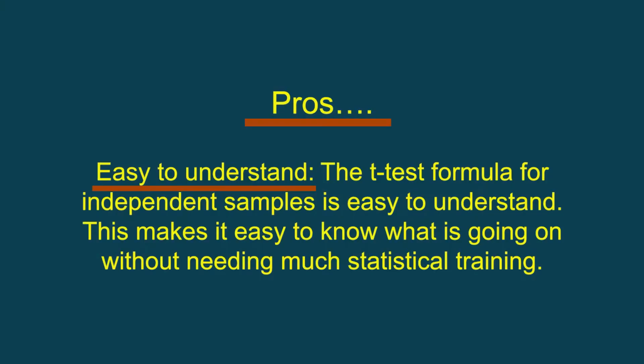The t-test formula for independent samples is easy to understand. This makes it easy to know what is going on without needing much statistical training. As we mentioned earlier, a larger value of the t-statistic will indicate that the two samples are different, while a smaller value will indicate that the two samples are not that much different. So it's very easy to understand. That is why the t-test is done even by non-statisticians.